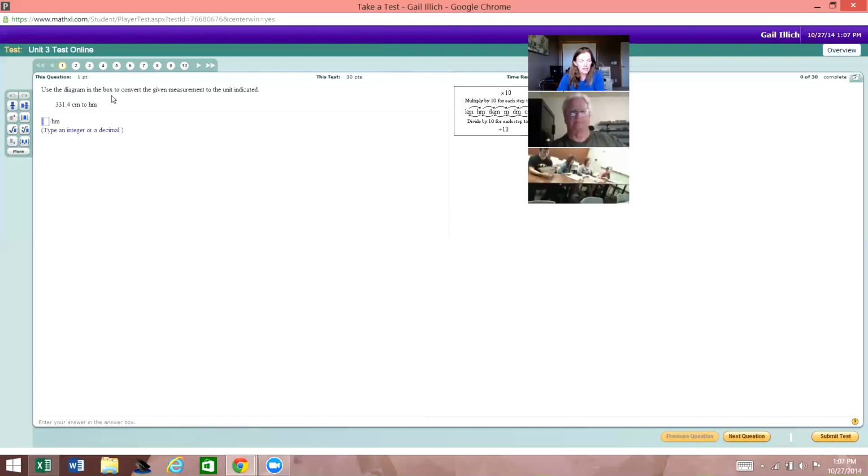It says, use a diagram in the box to convert the given measurement to the indicated unit. So we want to go from 331.4 centimeters to hectometers. And this is the thing where you always start to the right of wherever you are, and then you just count to get to the right of where you want to go, and that's the direction that your decimal is going to move. So centimeters are here, hectometers are here. So I'm going to move it 1, 2, 3, 4 places to the left. Does everybody understand that? Yep.